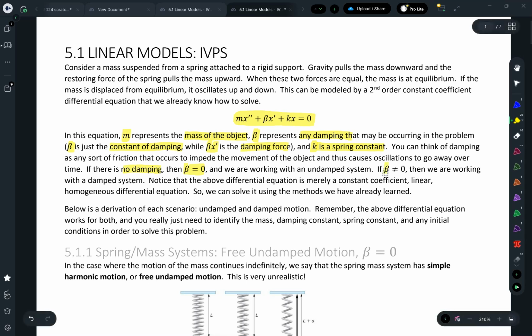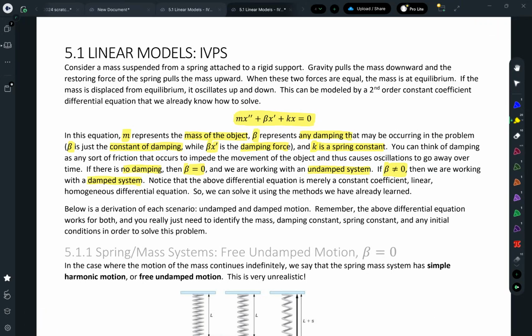If beta is not equal to 0, then we are working with a damped system. Okay, because beta is a damping constant, that means we have a damped system. When beta was equal to 0, that means there was no damping, which meant we were working in an undamped system. Okay.